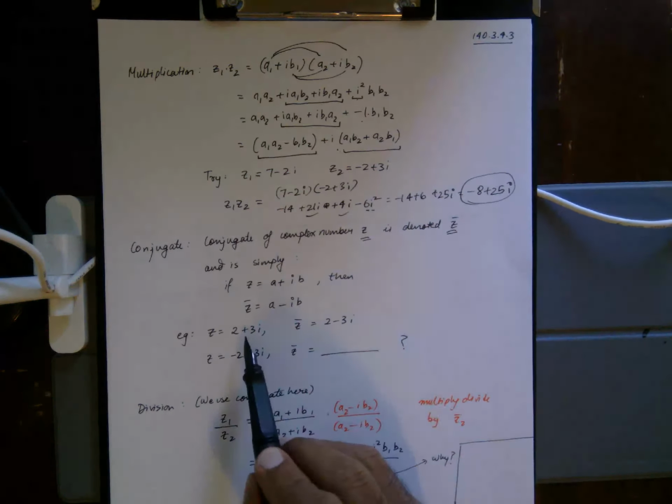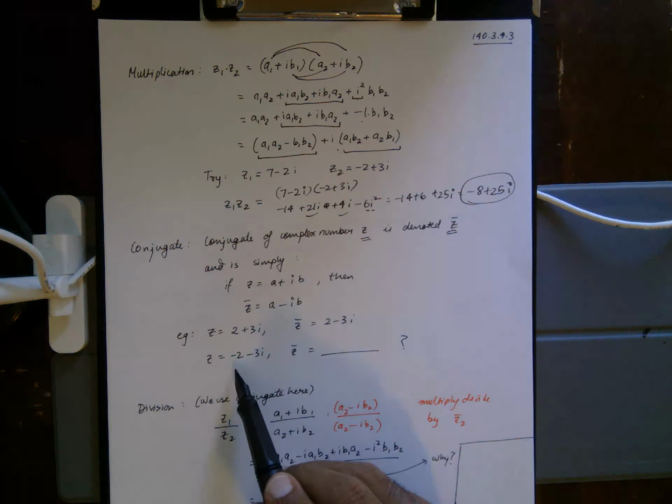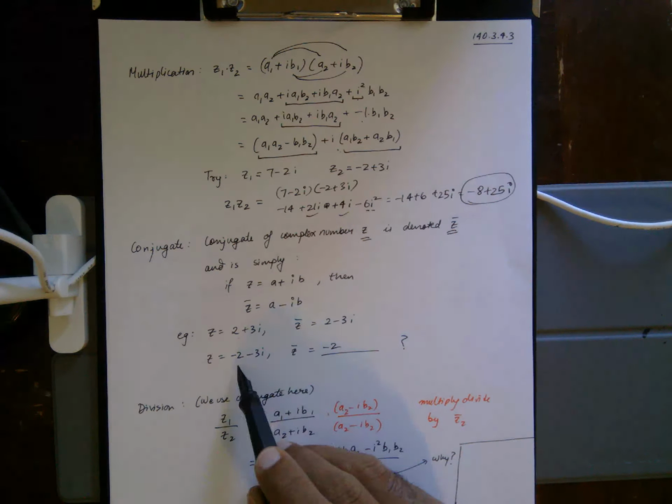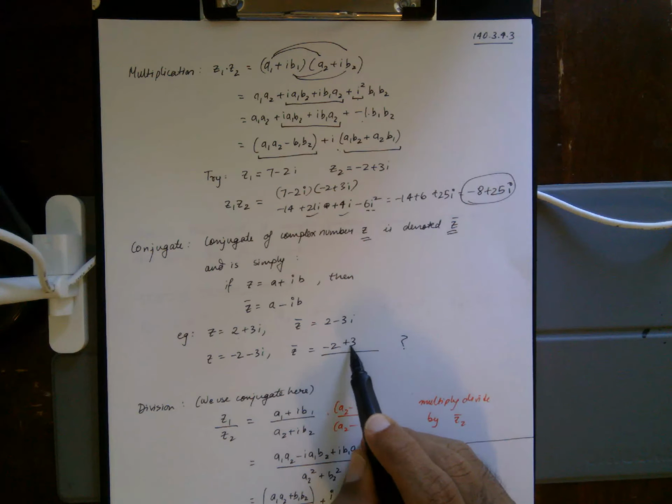For example, if it's 2 plus 3i, the conjugate is 2 minus 3i. If it's negative 2 minus 3i, the negative 2 part remains the same. You only flip the sign for the imaginary part. Since it's already negative, flipping it means making it positive.